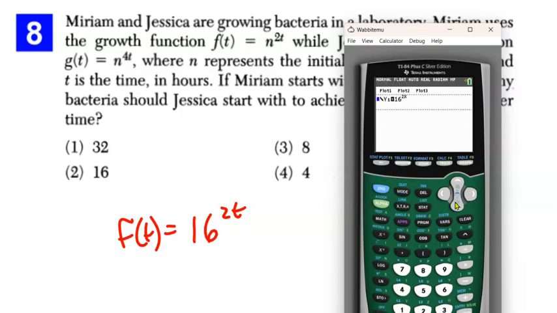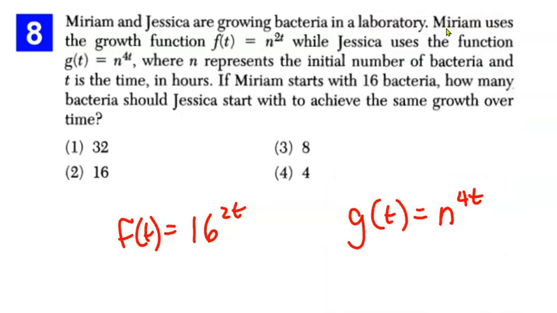So I go back, and instead of a 32, I type a 16. And I go and I look at the table, and I see if they're the same, and they're not. So then I go back, and I put in a 4, and I see if they're the same, and they are. And so that's another strategy for how you could solve this problem.